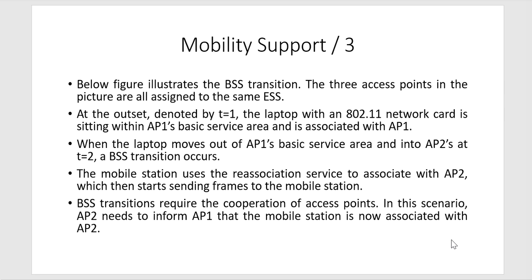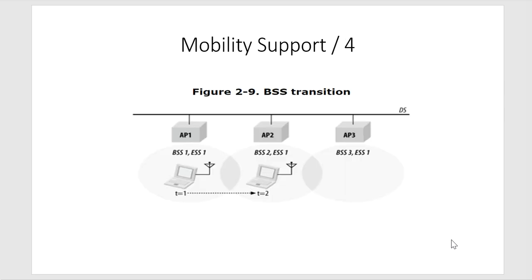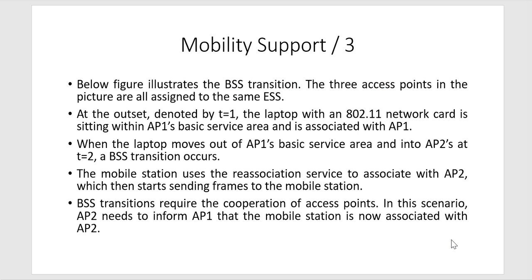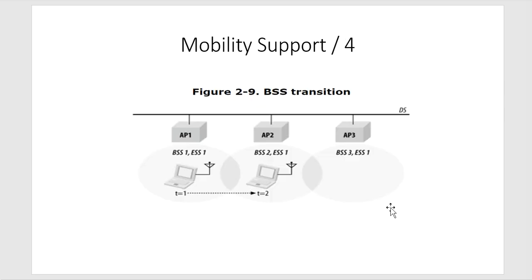So here we are illustrating a figure. What happens? At time T1, the station was in BSS 1 of ESS 1. At time T2, it moved from BSS 1 to BSS 2. Then the mobile station used the reassociation service to associate with AP2. Initially, the station associates with AP1. When it moves from BSS 1 to BSS 2, it has to reassociate with AP2. That is the mobility support.